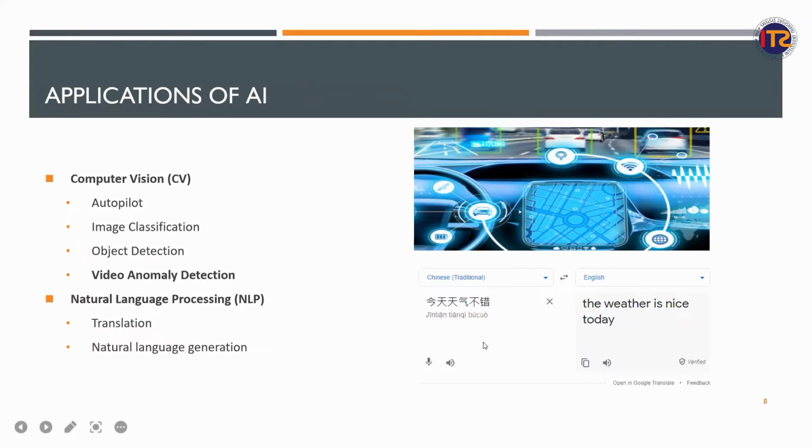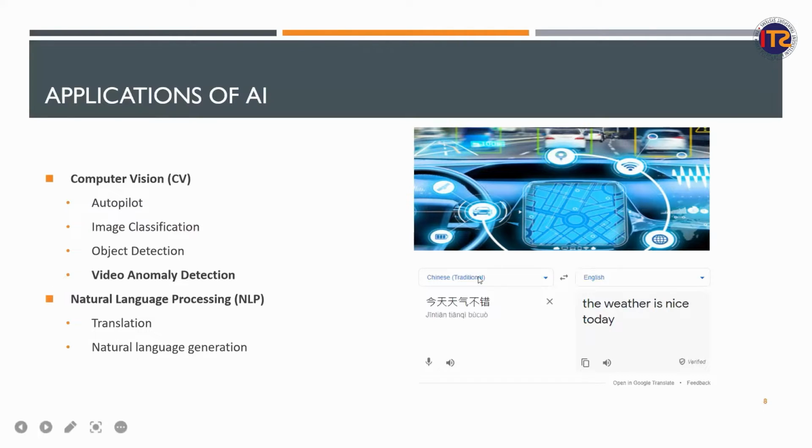So far we know there are so many applications of AI. For example, in computer vision, driverless systems, image identification, or object detection. Our research will focus on video anomaly detection. In addition, AI is widely used for NLP. NLP stands for natural language processing.